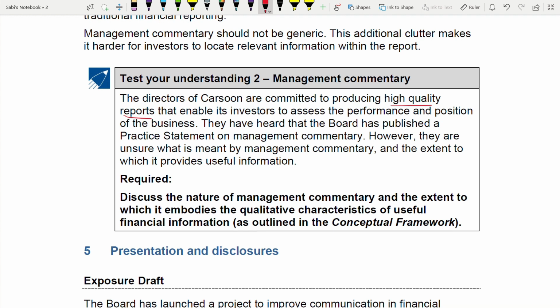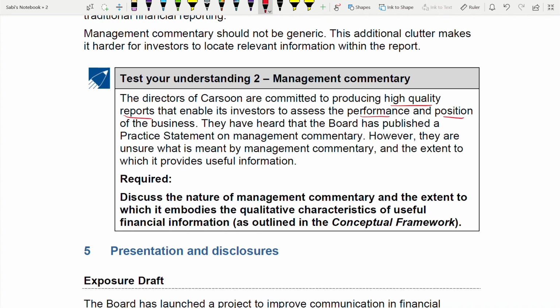That means they are worried about the performance and the position to assess. They have heard that the board has published a practice statement on management commentary. However, they are unsure what is meant by management commentary and the extent to which it provides useful information. So now you have to tell them the extent to which management commentary provides useful information. Required: discuss the nature of management commentary and the extent to which it embodies the qualitative characteristics of useful financial information as outlined in the conceptual framework.